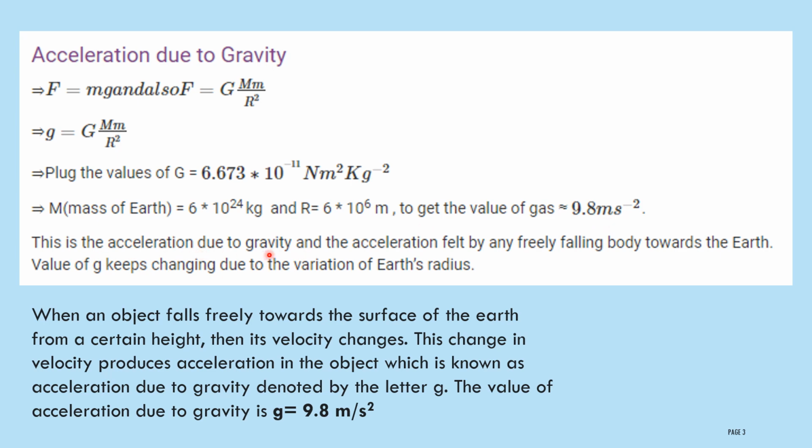This is the acceleration due to gravity, the acceleration felt by any freely falling body towards the earth. Any object will possess this acceleration if it is freely falling towards the earth. The value of g keeps changing due to the variation of the earth's radius. You can observe a slight variation in the value of acceleration due to gravity. This g value will vary slightly because of the variation of the earth's radius.